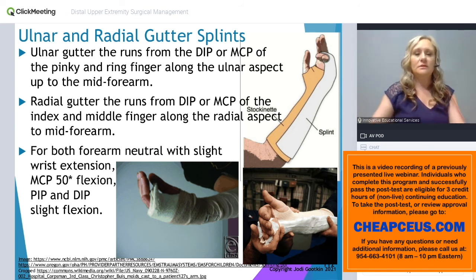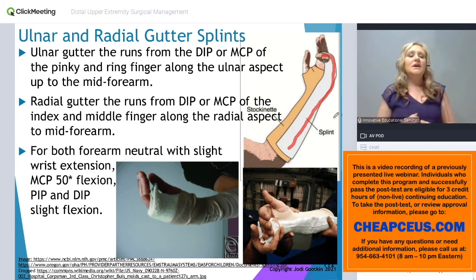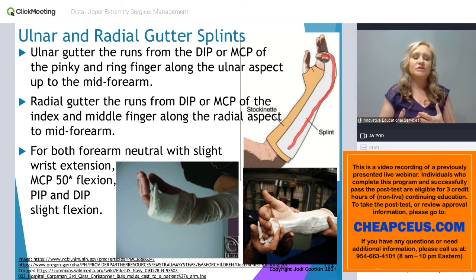Ulnar and radial gutter splints. These are going to run either along the ulnar or the radial side. It will come along the forearm, go up past the metacarpals to the phalanges, kind of like a trough on either side. The idea is that it's going to stabilize the entire region, and we might see this utilized for patients who have metacarpal or phalangeal fractures. It could be a little bit shorter if it's just a phalangeal fracture.